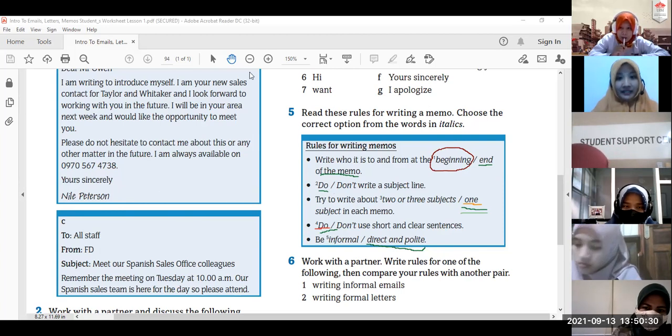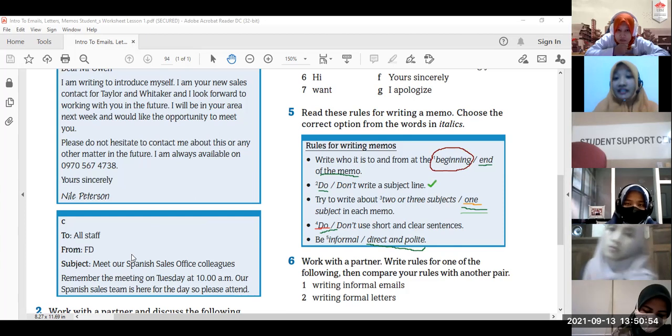And then next, do write a subject line. Remember, writing a subject is very important because it's like the title or the topic of your memo. For example, what is this memo about? It's a meeting with the company, or a meeting with students, with the seniors. You need to make the subject as brief as possible.